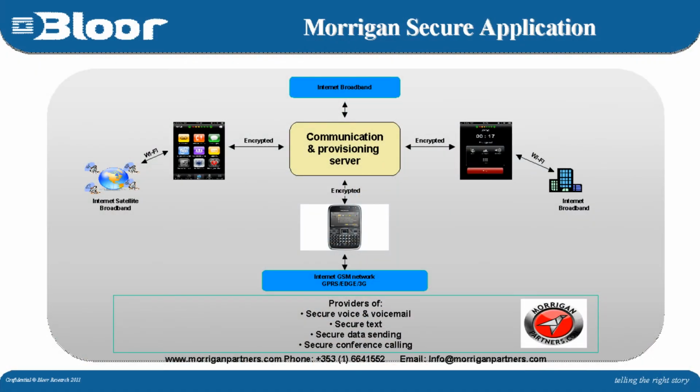We've seen that encryption is crucial to ensuring mobile data is secure, and a solution from Morrigan Partners can do just that. Using the Morrigan Secure Application, or MSA, an authorized user can make a secure call over any mobile communications network to another MSA-enabled handset. The MSA solution also supports secure SMS and voicemail whilst it scans for malware threats such as Trojans.